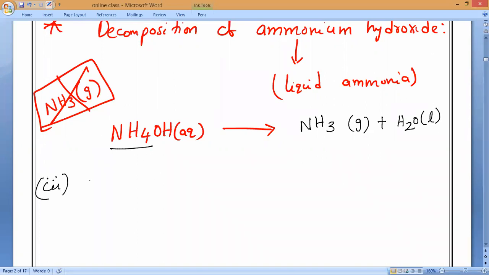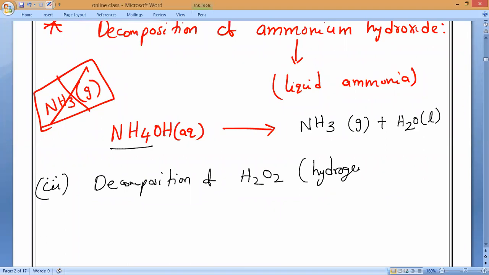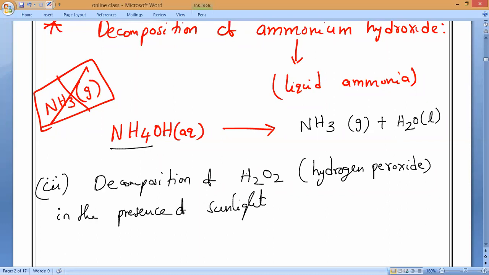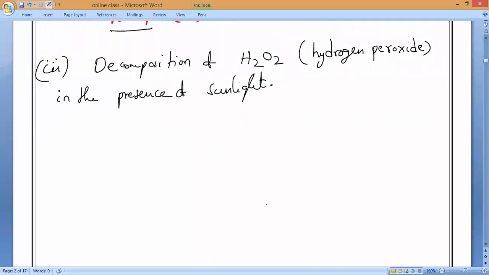Next, the third one, very, very important: decomposition of hydrogen peroxide. Are you ready, guys? Hydrogen peroxide in the presence of sunlight. So this one we can write as an example of what? This also we can write under the photolytic reaction. Very good.